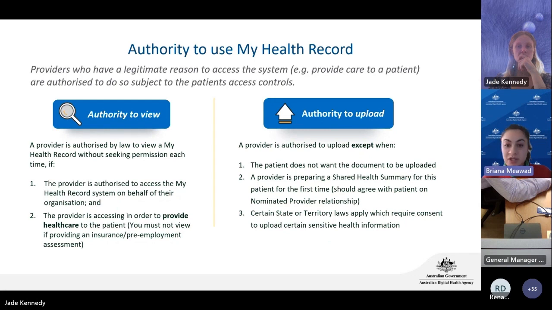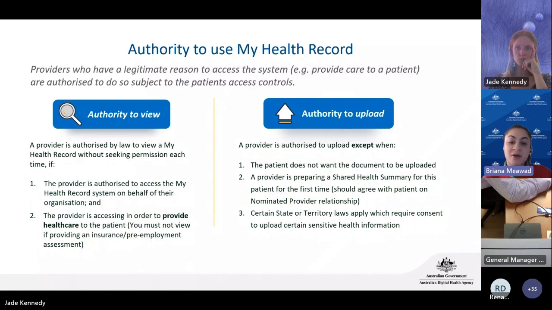The only exception to that rule when it comes to uploading is if the patient explicitly says that they do not want that document uploaded. So if they say, please do not share this to My Health Record, or I don't want you to share that to My Health Record, then you must comply with that request. And that is part of the legislation. That's a requirement, an ongoing participation obligation for using the system: you must comply with patients' requests when they say they don't want a document uploaded.